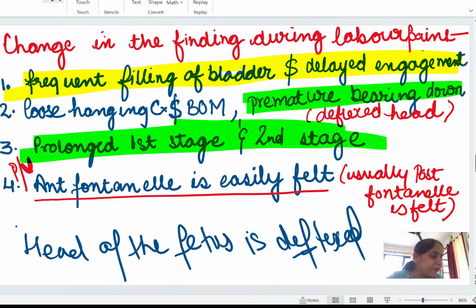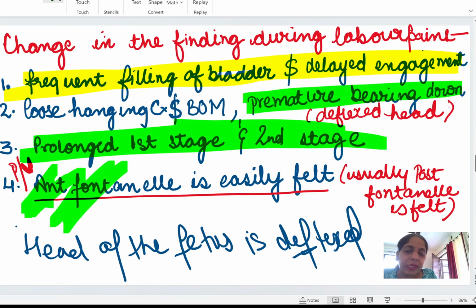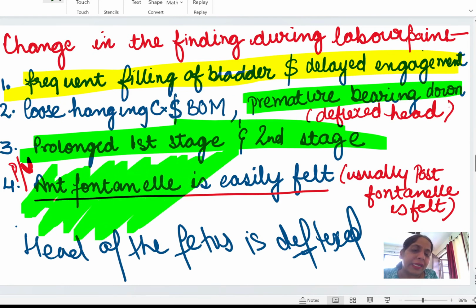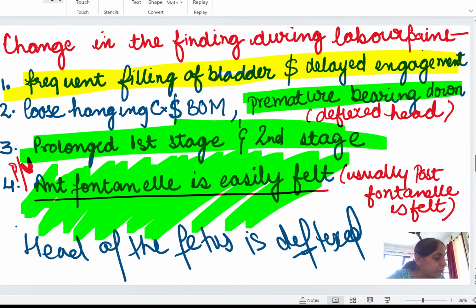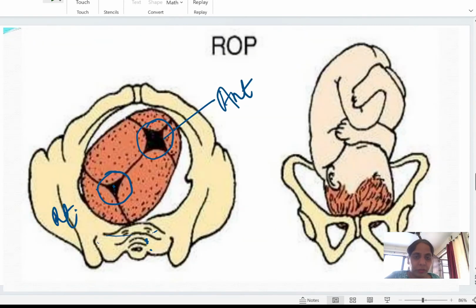When we do PV, now the last question, when we do the PV, the anterior fontanelle is easily felt. Our fingers go anteriorly. So in occipito-posterior, anterior fontanelle will be felt. Okay. This is the question of FMG.